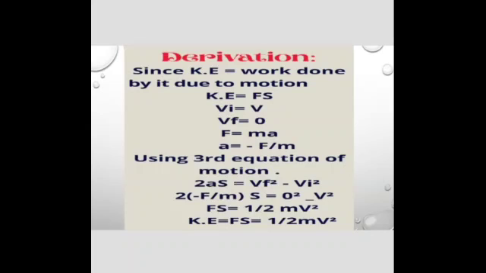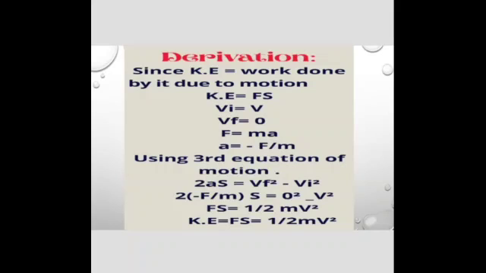The third equation of motion is 2as equals vf square minus vi square. In place of acceleration I will put minus F over m, and s will remain the same. Vf is 0, so I will take the square of 0, which is 0 obviously, and minus the initial velocity, which is equal to v, so I will take the square of this velocity.